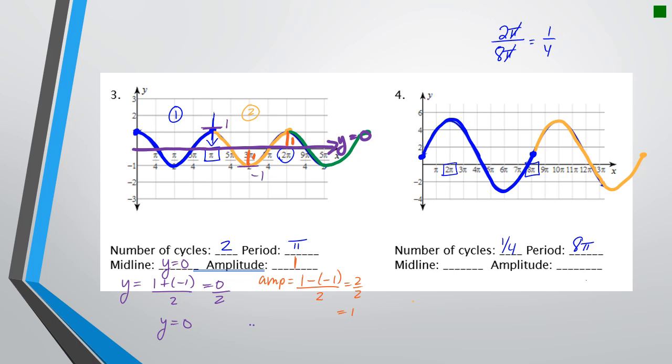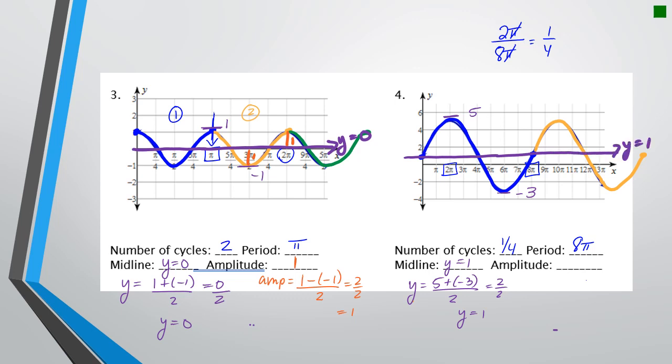Now the midline and amplitude, these two things are hopefully not so bad. Looks like my highest point is at 5, and my lowest point is at -3. So for the midline, I'm going to have 5 plus -3 over 2, which is 2 over 2, or y equals 1. So I can draw that in. Okay, so that's my line y equals 1.